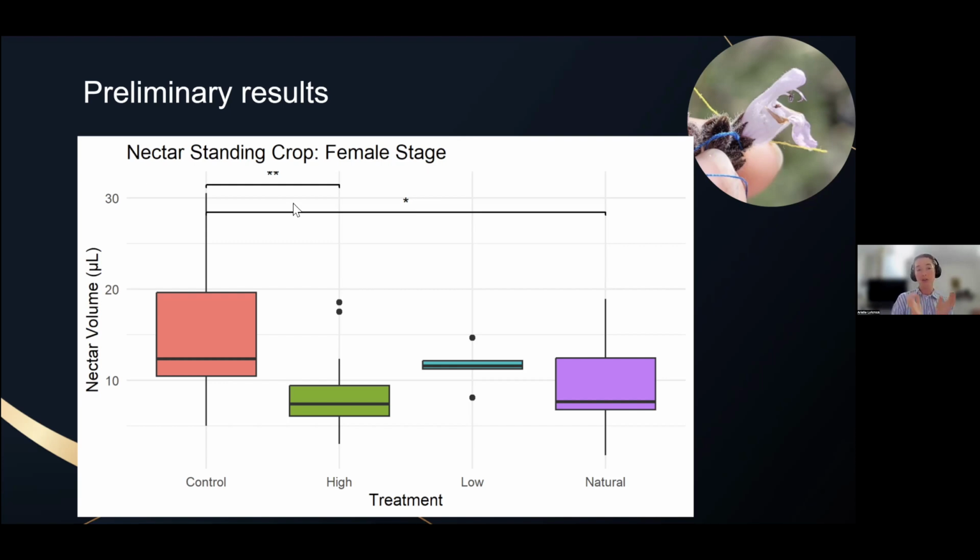So what we did was we drained the flowers and then covered the flowers for 24 hours. And this is a representative volume of what nectar is available to the pollinators. So it is interesting to see that we're seeing higher nectar volume in the control than the other two treatments, high and natural.